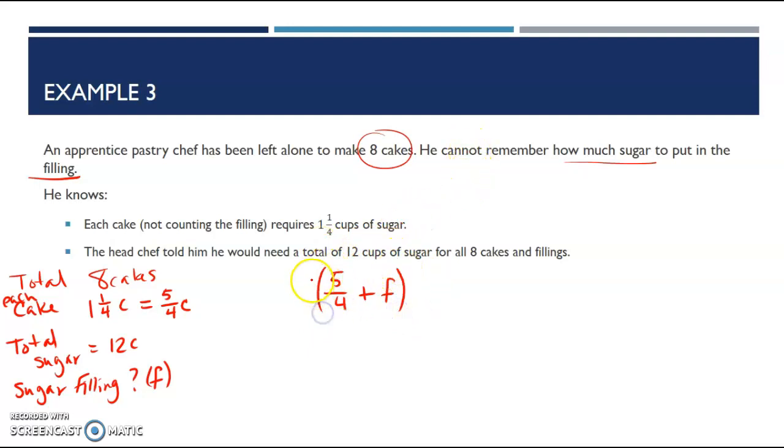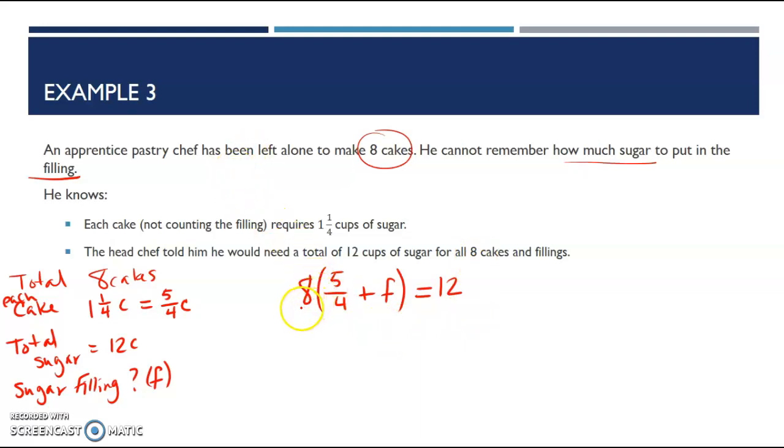I have 8 of those, so we're going to take 8 times the 5/4 plus F, or my filling, and that is going to equal my total, which is 12 cups of sugar. So again, I found what would make one cake. That would be the 5/4 plus the F. How many of those am I making? So I put that in parentheses and take it times 8, and then set it equal to what I know is my total cups of sugar.